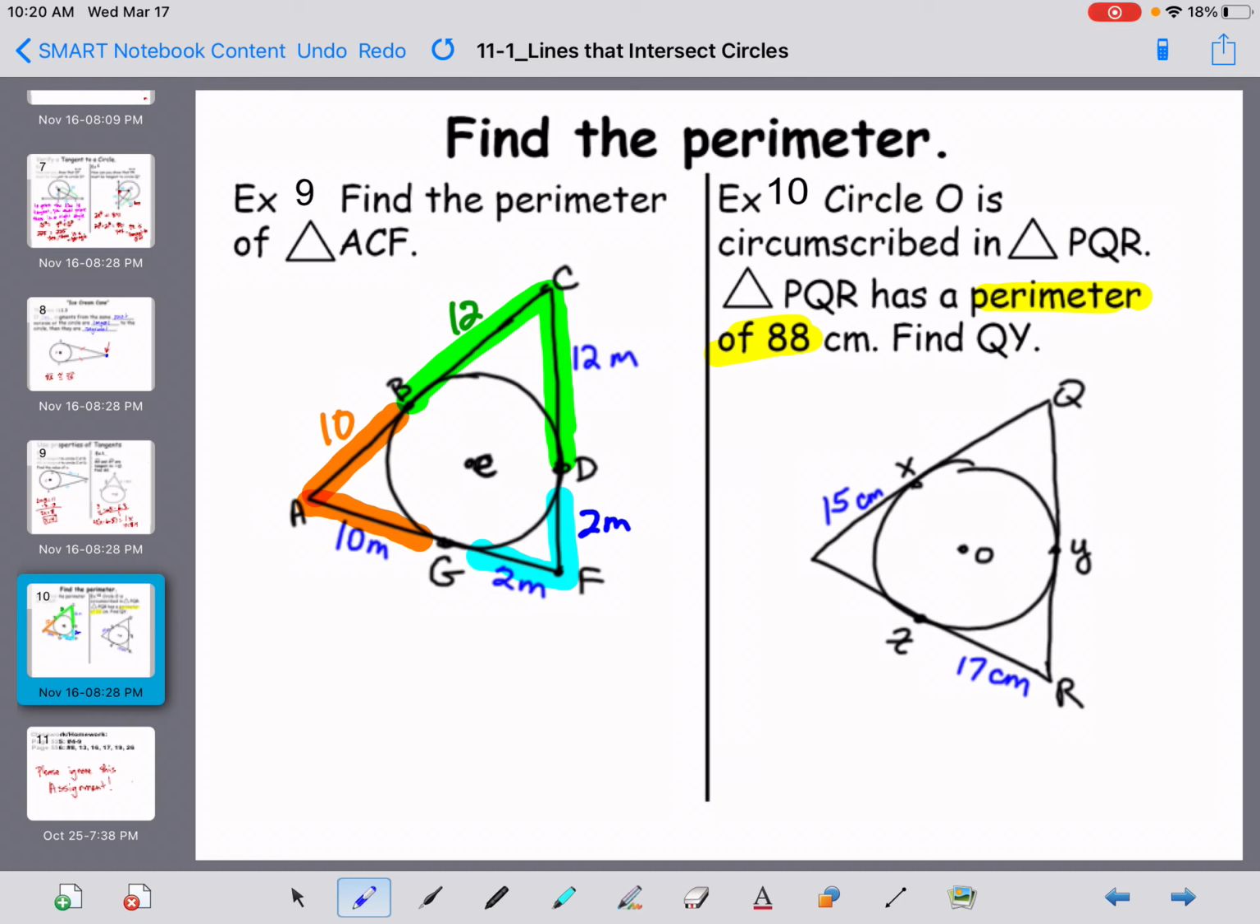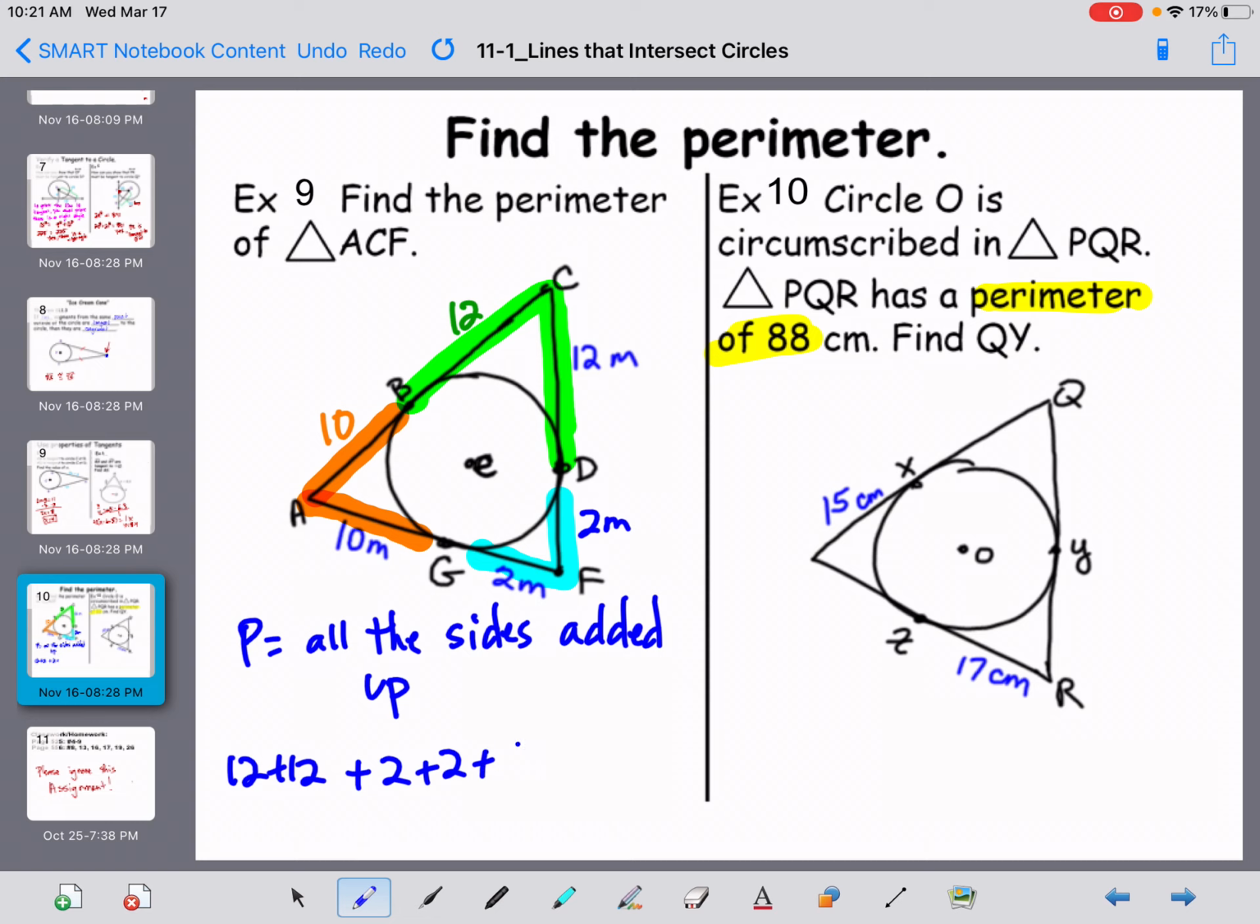What's perimeter? All the sides added together. Add it up. So I'm going to start up here with 12. So I've got 12 plus 12, plus 2, plus 2, plus 10, plus 10. So I've got 24, 25, 26, 27, 28. Plus those two are 20, and that's going to be 48. So the perimeter is going to be 48.